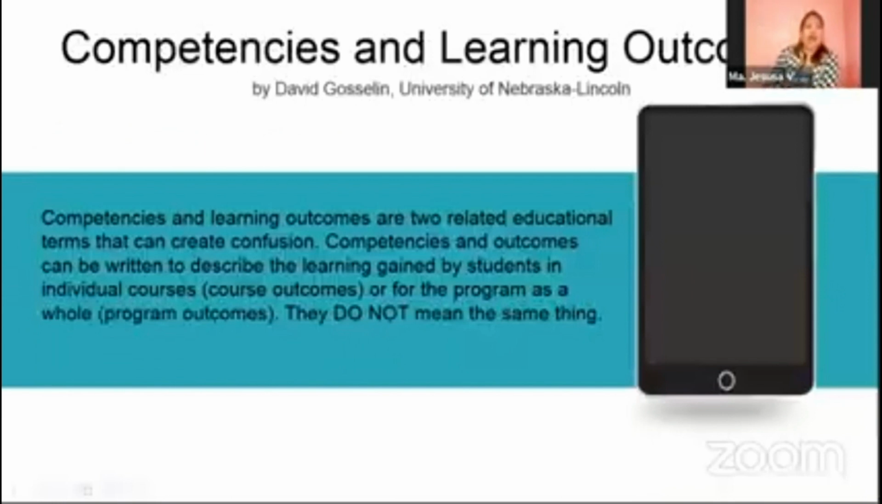Okay, so we have competencies and learning outcomes. Sometimes they mix up the words, but definitely they are different. Competencies and learning outcomes are two related educational terms that can create confusion. Competencies and outcomes can be written to describe the learning gained by students in individual courses, course outcomes, or for the program as a whole, the program outcomes. They do not mean the same thing. So I'll explain it later on the next slide.